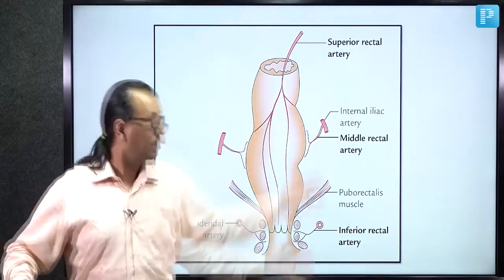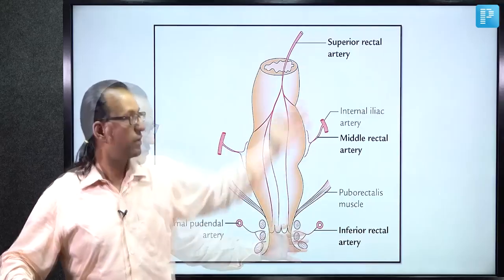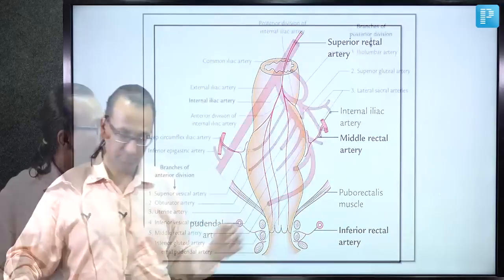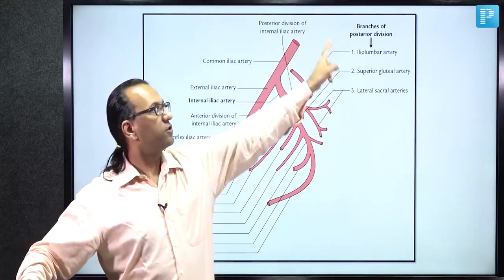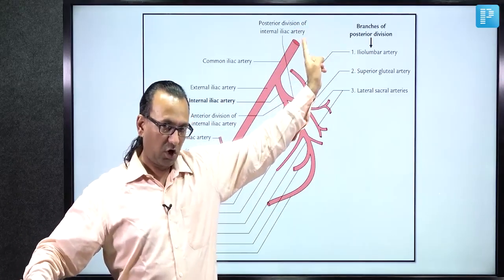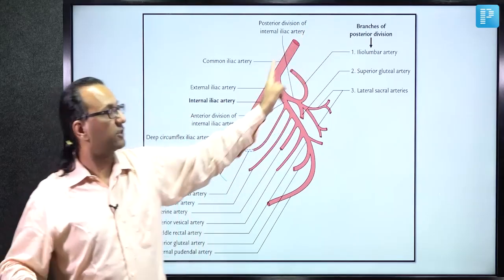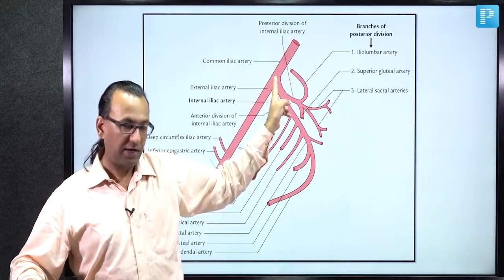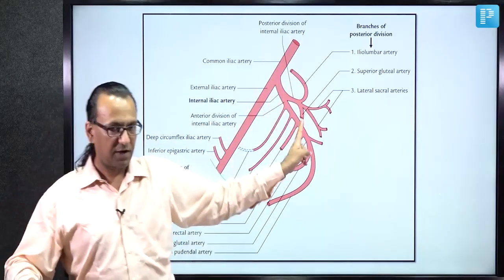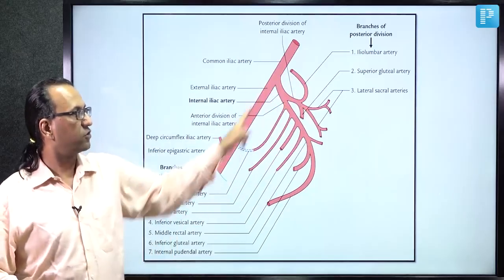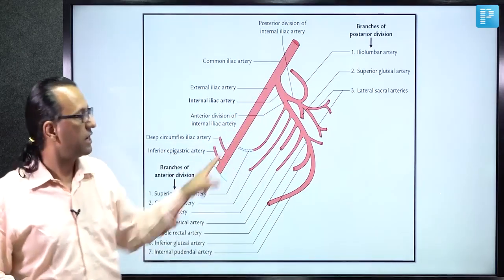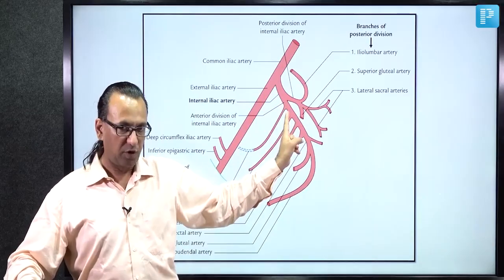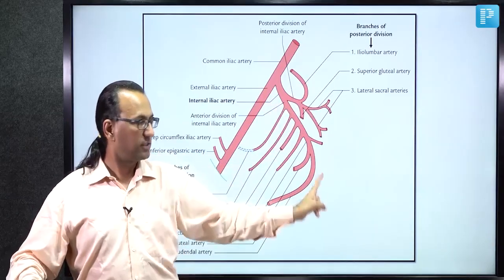To talk about the details of these arteries, let us move into the pelvis region to talk about various branches of iliac arteries. As is understood, abdominal aorta will give common iliac arteries. Common iliac artery will give the internal and external iliac arteries. So this is the right-sided common iliac artery giving internal and external iliac artery. External iliac artery is supposed to become the femoral artery in the thigh. Our focus remains on the internal iliac artery. Internal iliac artery gives two divisions, the posterior division and anterior division.